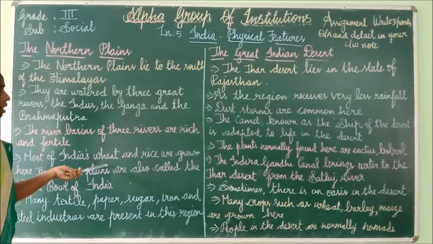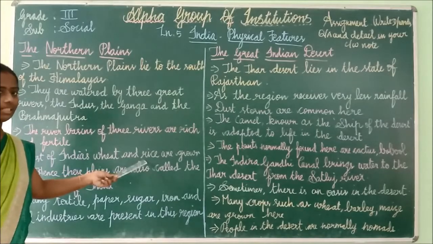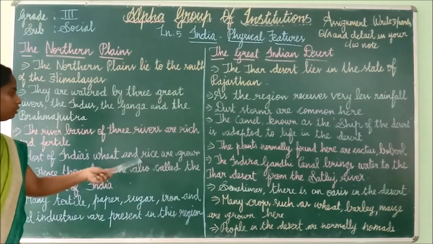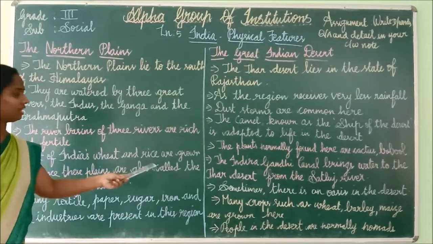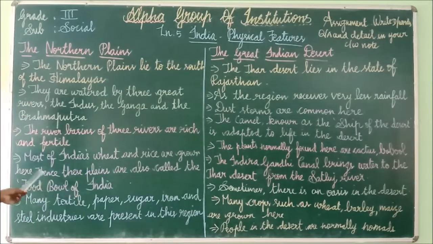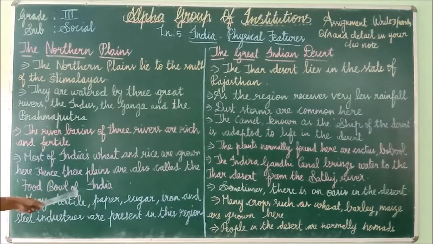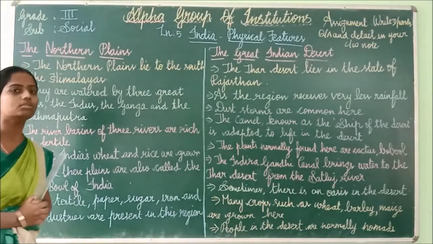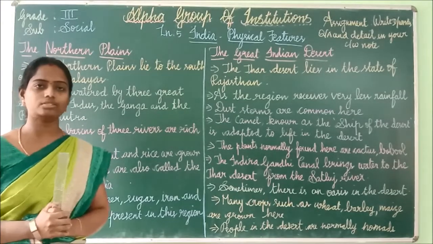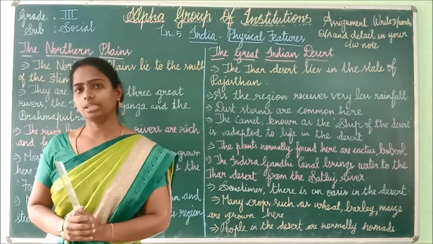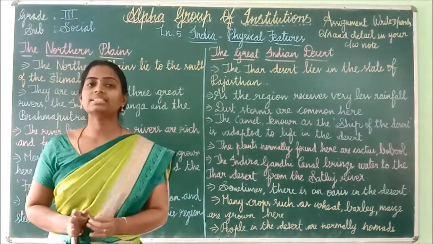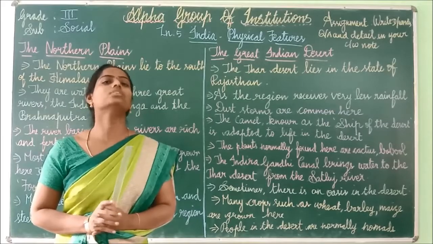Wheat is used for preparing chapati. India's wheat and rice, they are cooking daily, eating daily in meals, isn't it? India's wheat and rice are grown here. Hence these plains are also called the food bowl of India, children. This Northern Plains, because India's wheat and rice are mostly grown here.